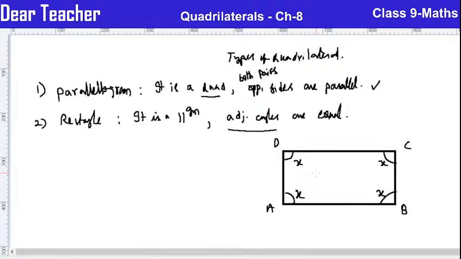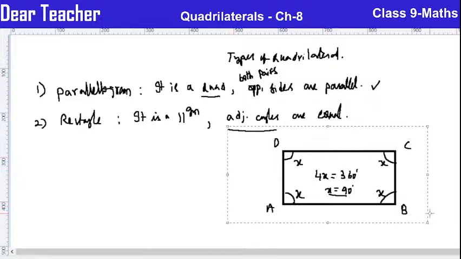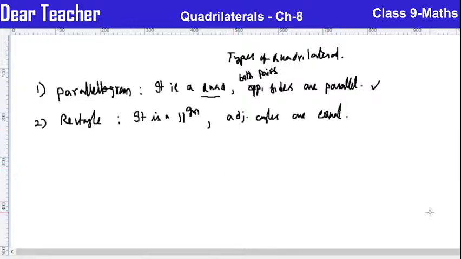So the total angle is 4X. But the total angle is equal to 360 degrees. So then X is equal to 90 degrees. So if adjacent angles of a parallelogram are equal, automatically all the four angles are equal, so each angle will become 90 degrees. So the actual definition of rectangle is this: a rectangle is a parallelogram in which adjacent angles are equal. Now next comes rhombus.